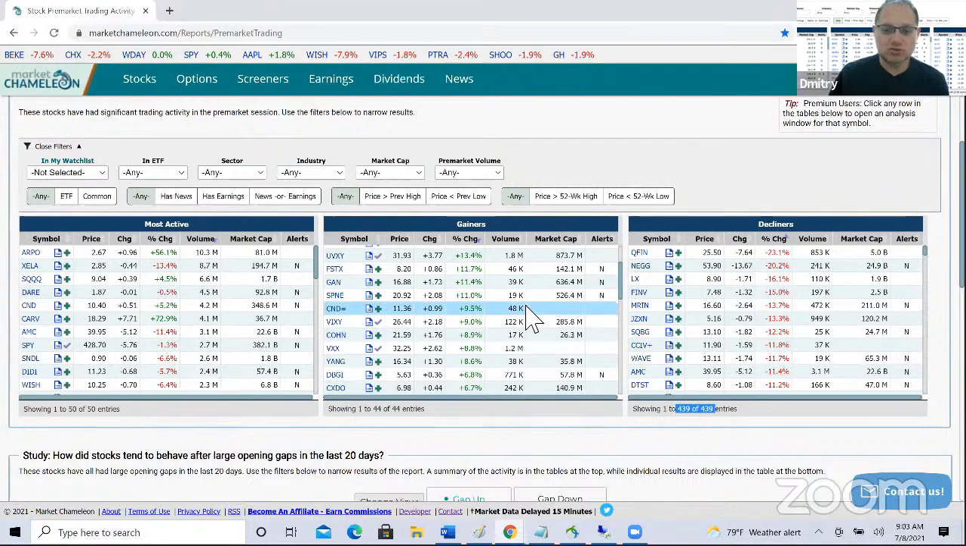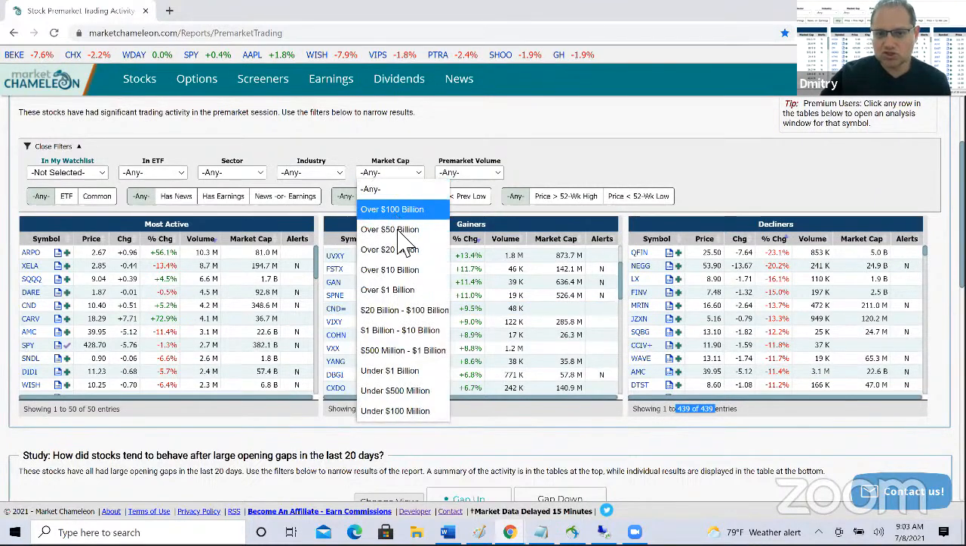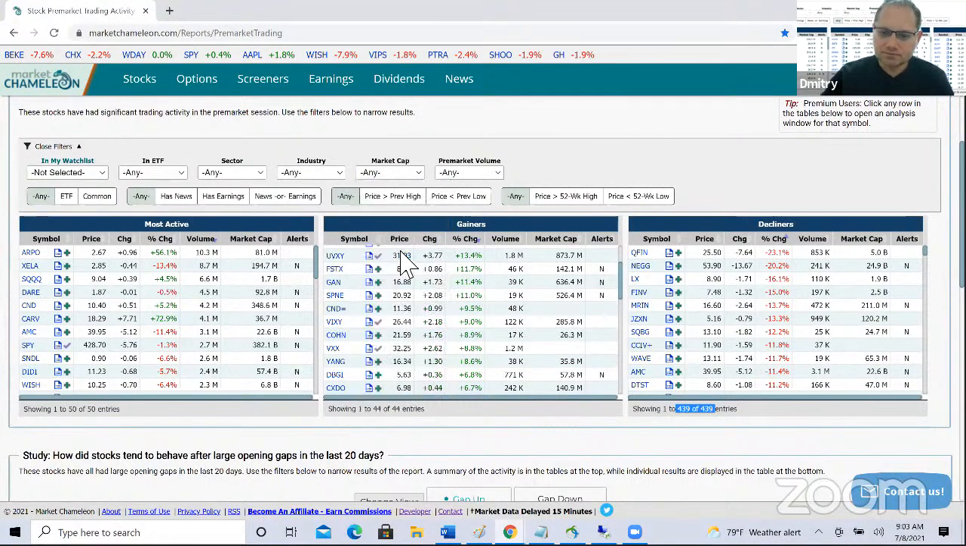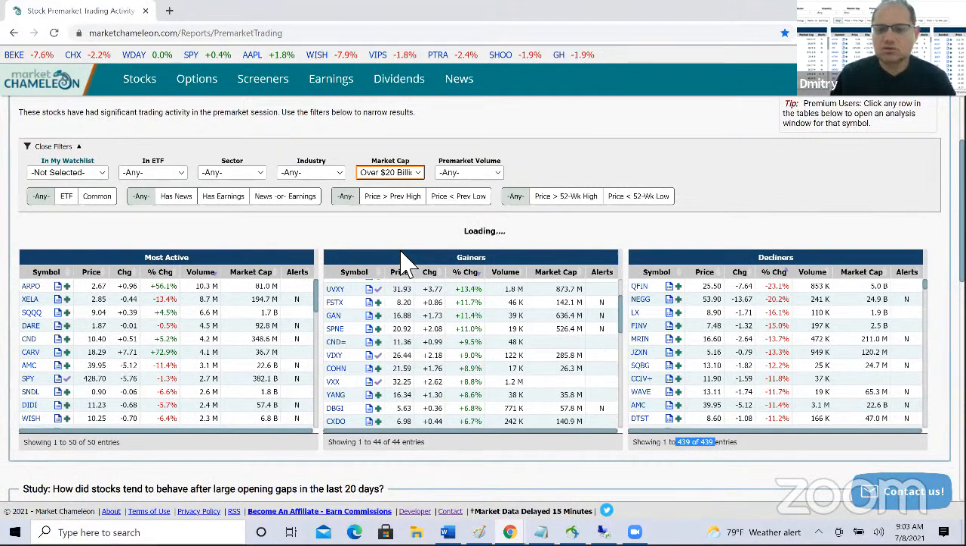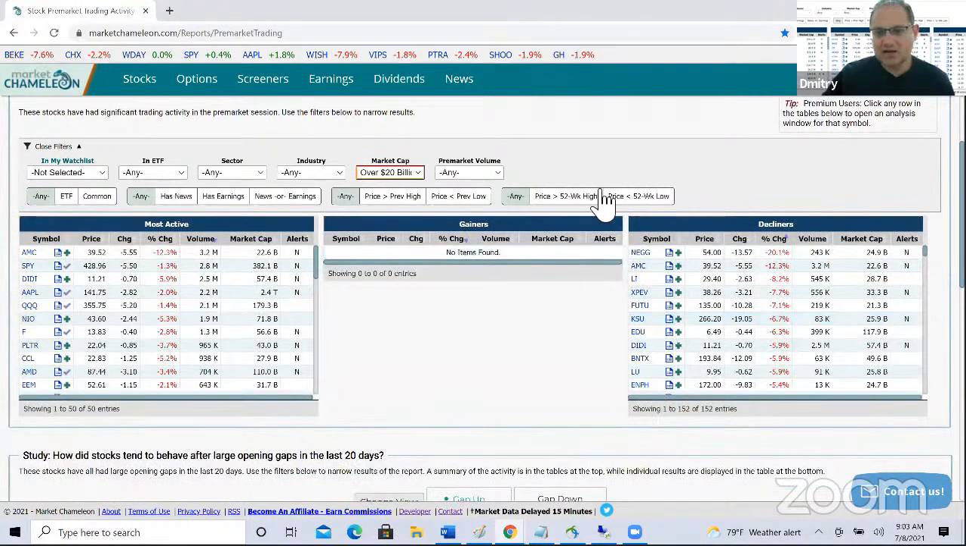I'm going to take a look at what's going on in the higher market cap stocks and whether there's a similar situation, so I'm going to look at market cap $20 billion or higher. Let's see what's going on there. We've got no stocks on our percentage gainers list and 152 on the percentage decliners list. So from that perspective, it looks like a very bearish bias at the open. If everything remains like this, we're going to be down at the open.